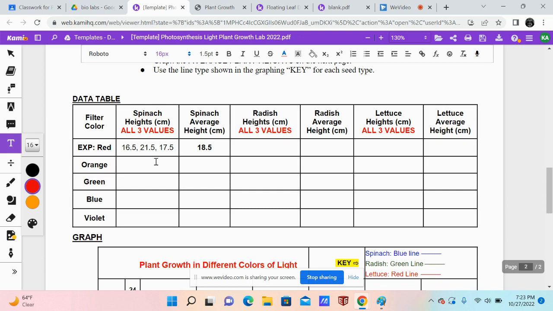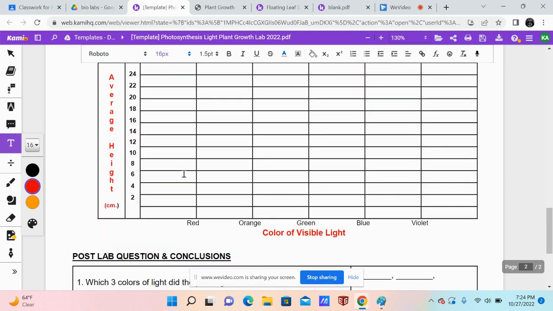That's the average. So you're going to do the same thing. You're going to grow some spinach in orange light, spinach in green, spinach in blue, spinach in violet or purple. It's going to give you 3 numbers. You're going to have 3 different plants. You're going to have to find their averages. And then you're going to do the same thing for radishes and for lettuce. And you're going to graph it right here.